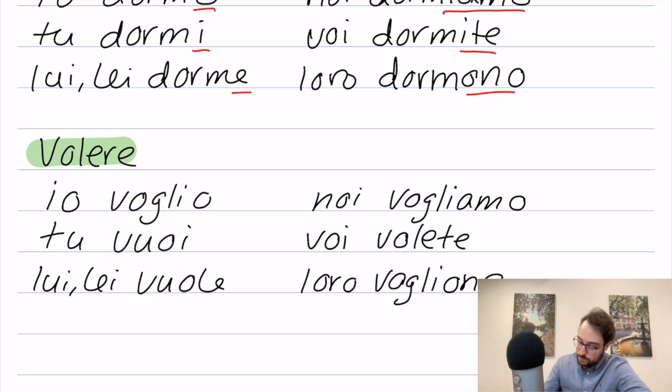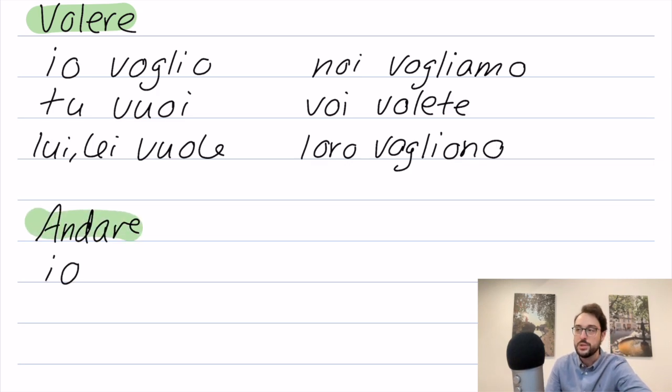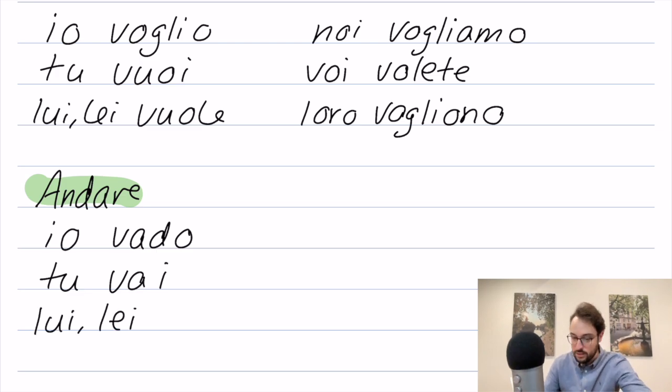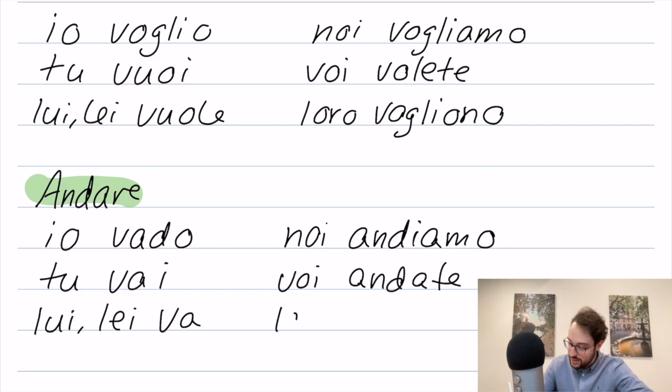Let's take a look at another one. Andare. Andare means to go. Andare is an are verb. Its stem also changes. Or I'm sorry, stem or root, that's the same. Io vado. That means I go. Tu vai. Lui, lei, va. Noi andiamo. Voi andate. Loro vanno.